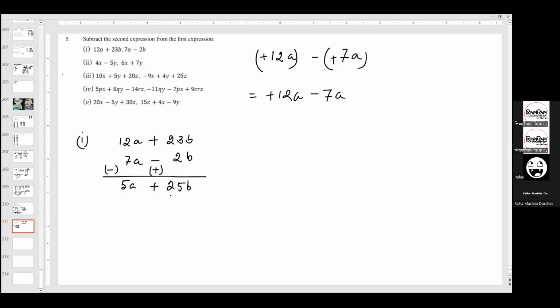Yes, sir. Now if you just look at number 4, 5px plus 8qy minus 14rz, minus এখানে হচ্ছে minus 11qy, তার মানে এটার নিচে যাবে minus 11qy minus 7px, minus 7px হচ্ছে plus 9crz.